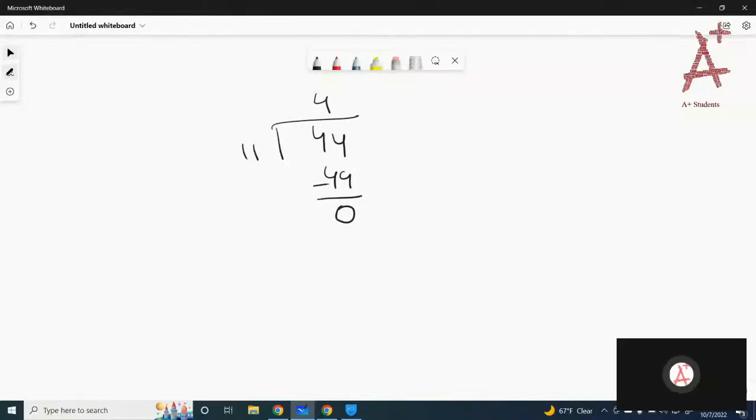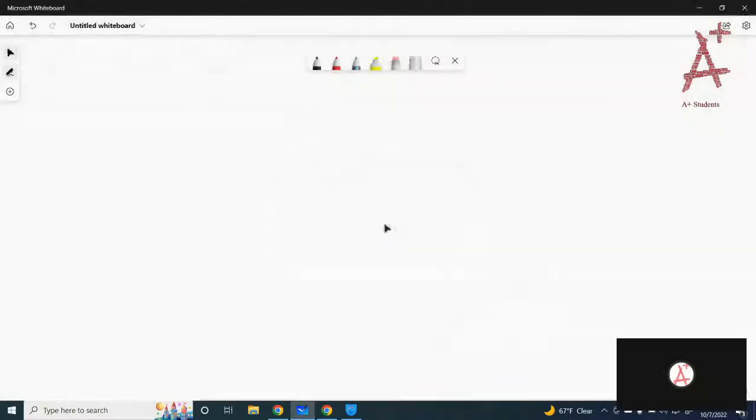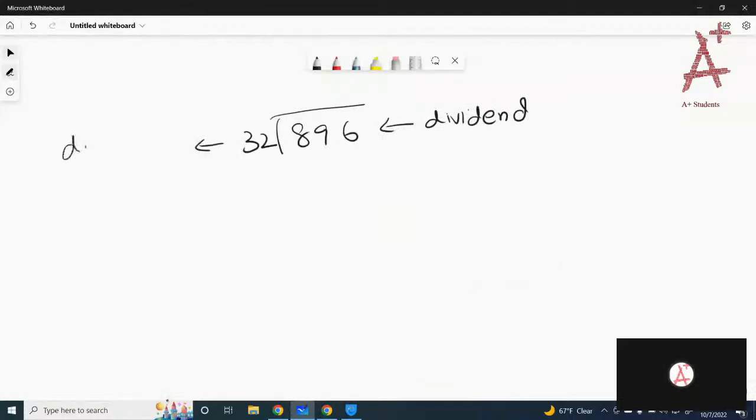Okay, the next example is 896 divided by 32. 896 divided by 32. So 896 is the dividend and 32 is the divisor. Got it? So you have to count a table of 32 until we get 89.